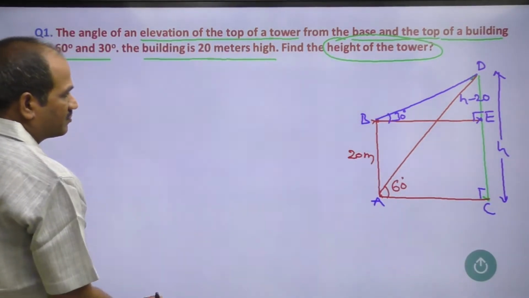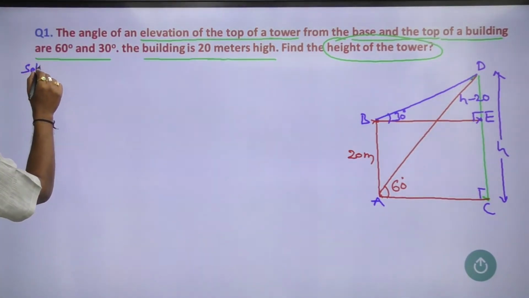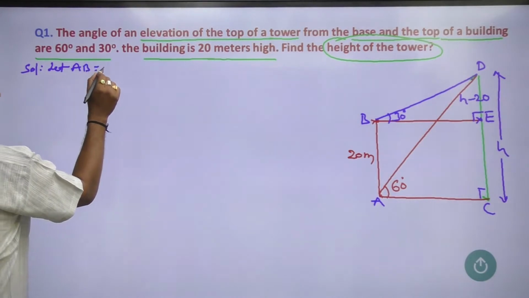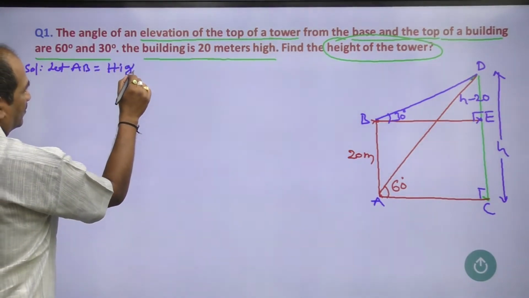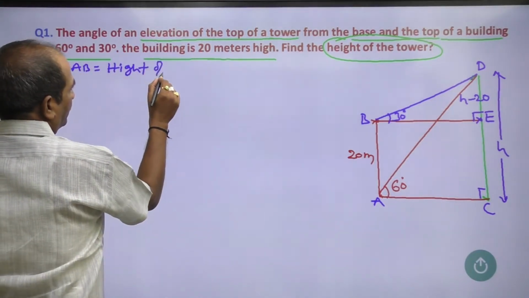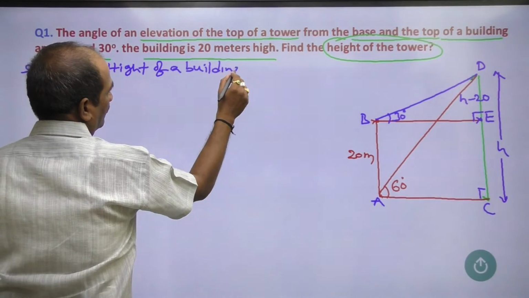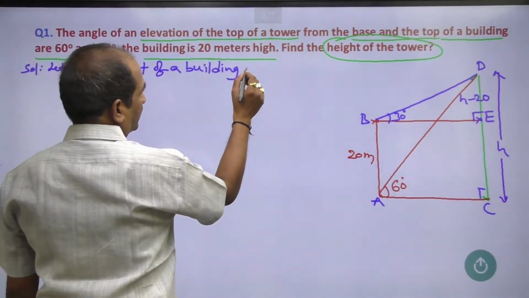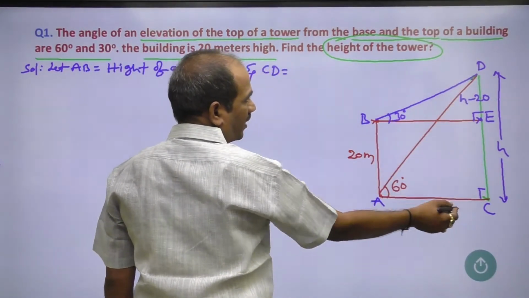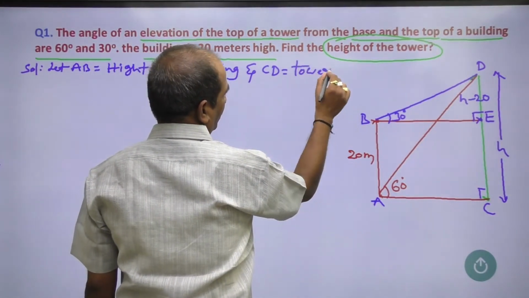See here next. First, in this solution, let AB be equal to the height of the building. Next, CD is equal to the height of the tower.